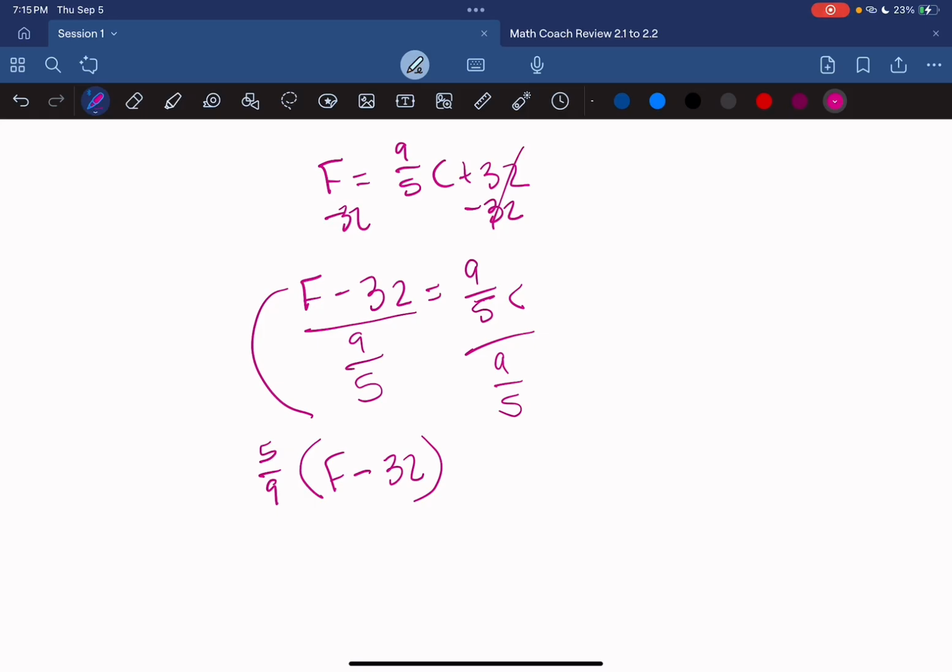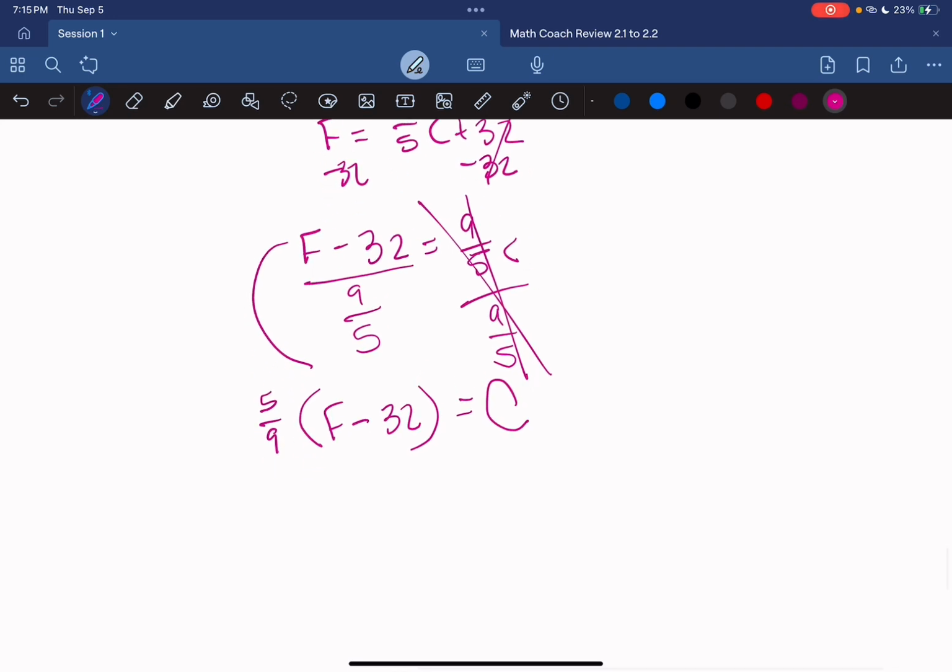the parentheses without the addition or subtraction sign is going to tell us that we're going to multiply. But it's not asking us to. It's just asking us to solve for C. So, other side. These will cancel, leaving us with just C. So, let's rewrite it. C equals 5/9 F minus 32. And that is our answer.